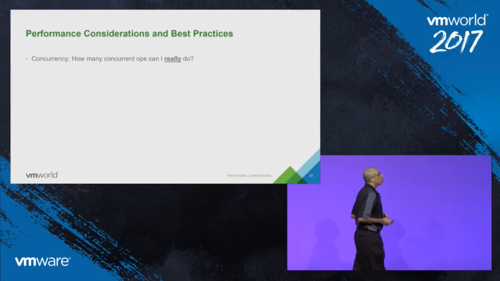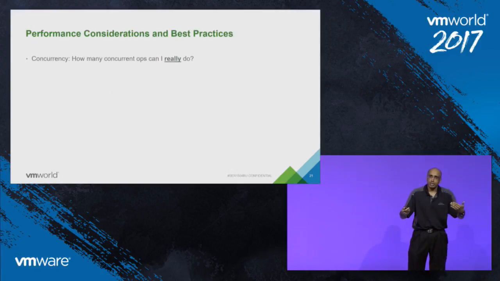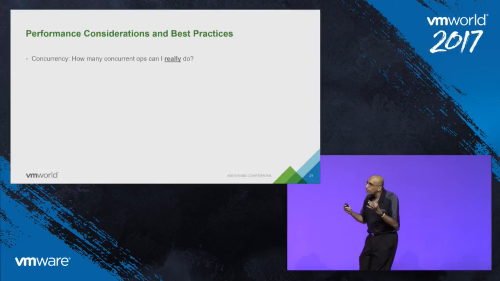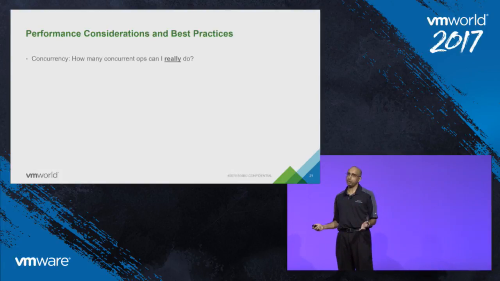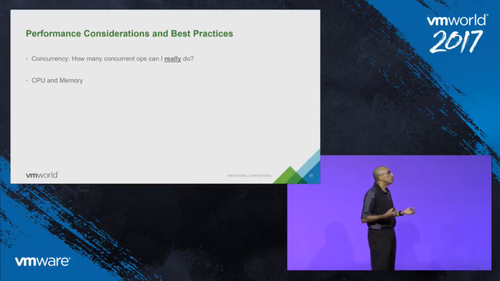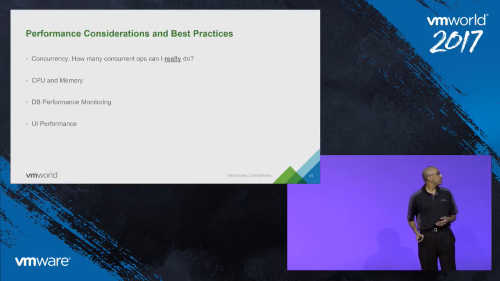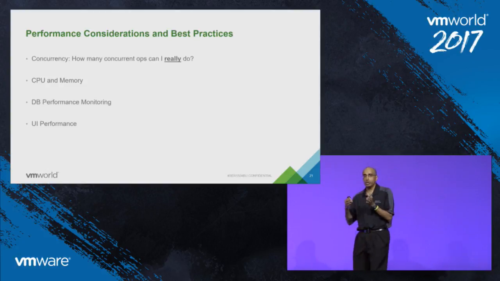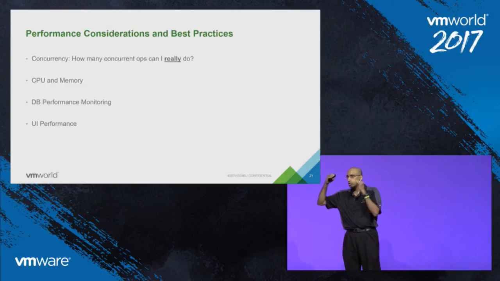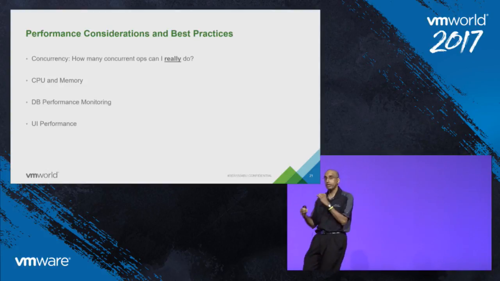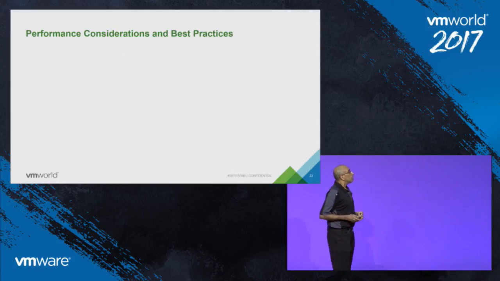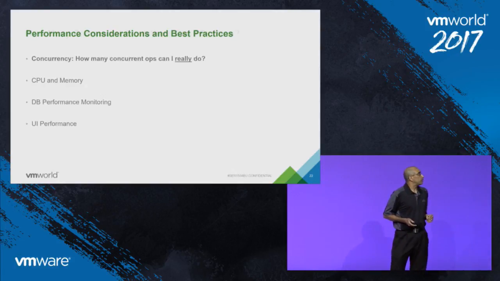So the first thing I want to point out is that the four things that I typically get asked are, seriously, how many concurrent operations can I actually do? What are the CPU and memory considerations I should be aware of? How do I monitor this database? And is there anything I can do about UI performance? Although in 6.5 it's gotten dramatically better, so hopefully that's less of a concern. Let's go ahead and get started with concurrency.